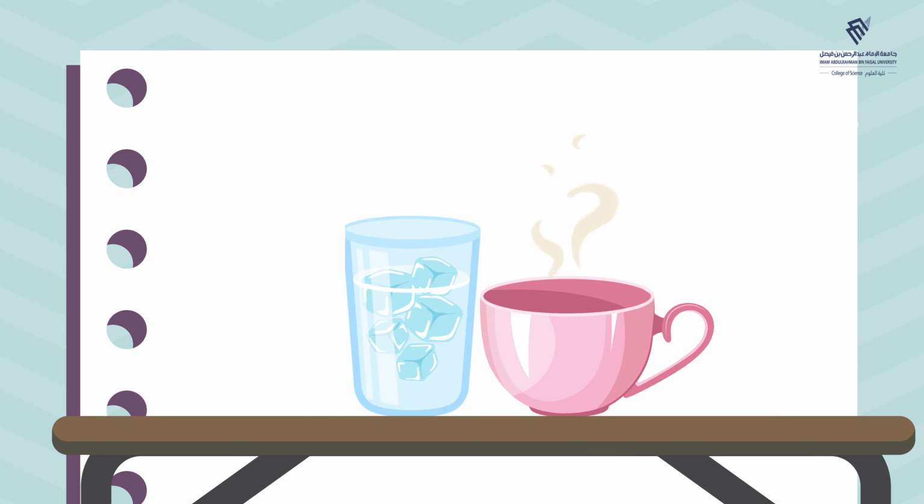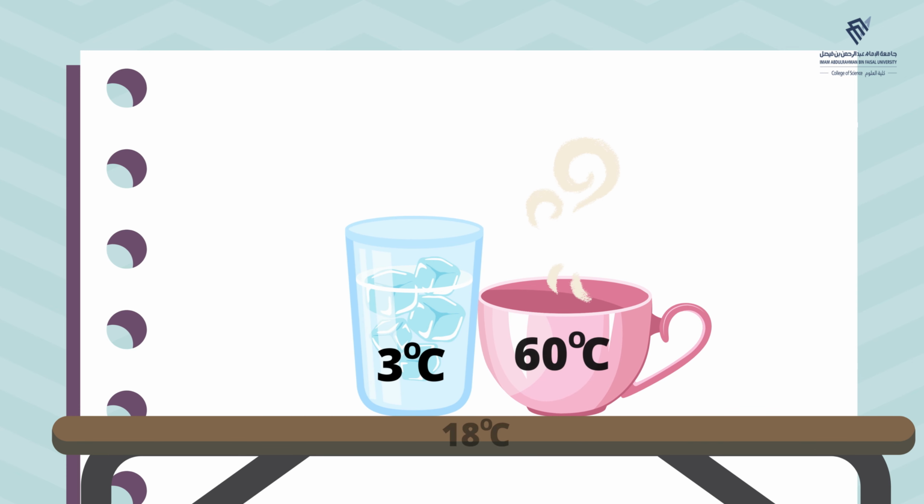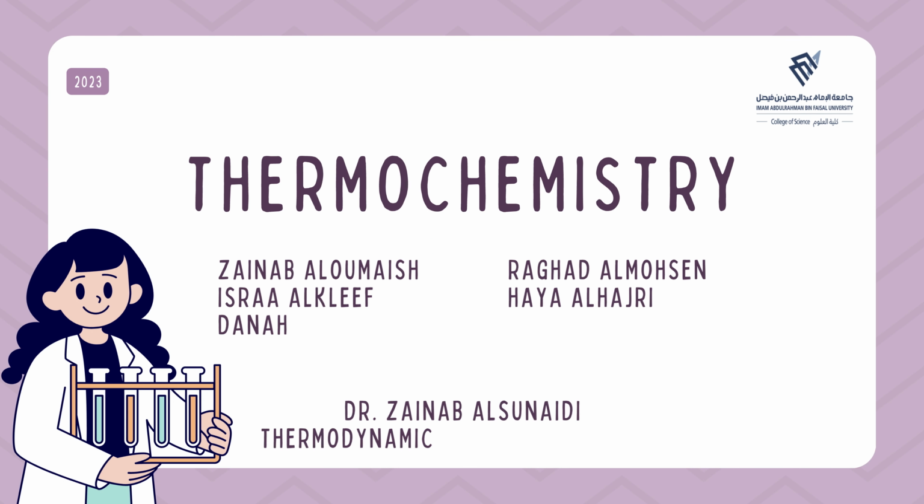What if we put a cup of coffee at 60 degrees Celsius beside a cup of water with ice at 3 degrees Celsius on a tabletop at 18 degrees Celsius? After a while, the temperature of the cup of water and the surface of the table will increase to an equal temperature with the cup of coffee. This phenomenon occurs naturally in our lives constantly and is a simple explanation of the zeroth law of thermochemistry.